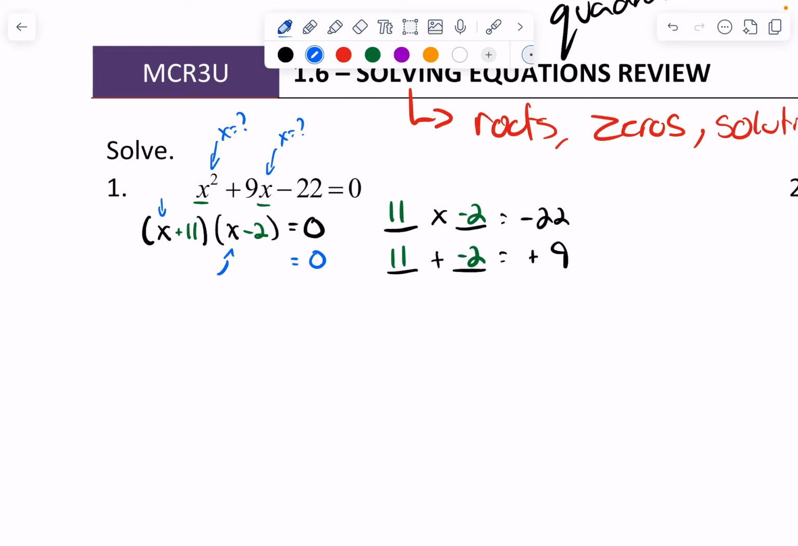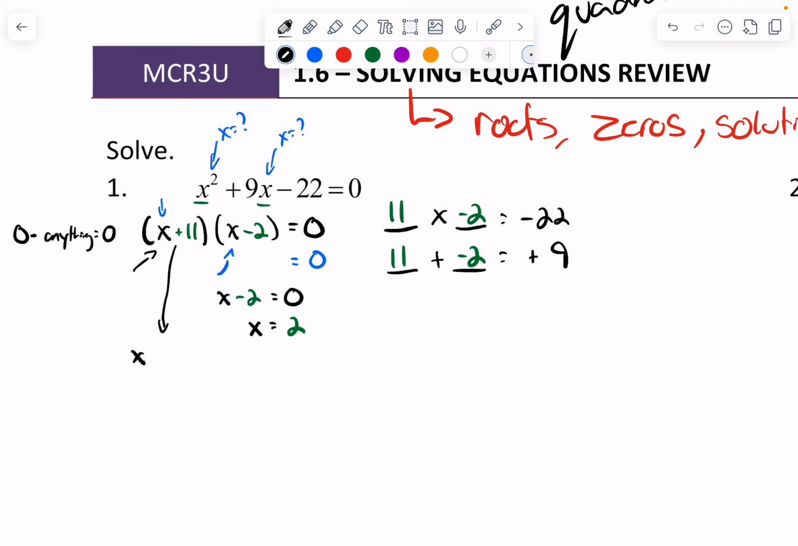Essentially you need to think, how do I make that x minus 2 bracket equal to 0? Because 0 times anything, whatever number's in the other bracket, will always give you 0, and that's what we're looking for. So solving that first bracket, x minus 2 equals 0, we find that if x equals positive 2, you would get 0.